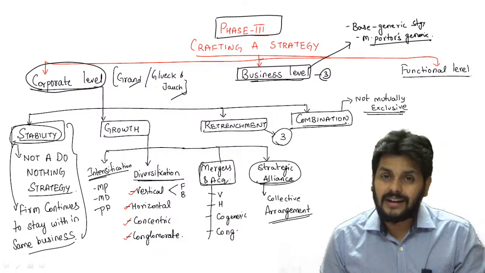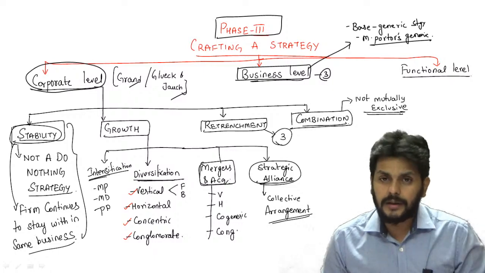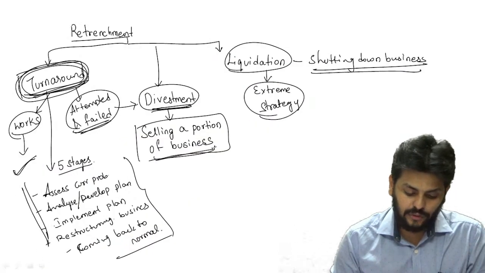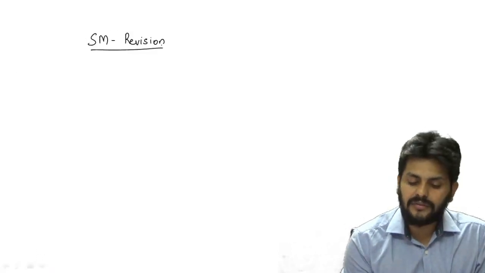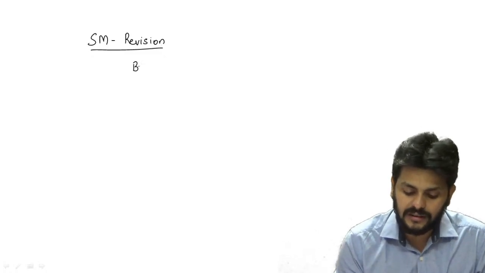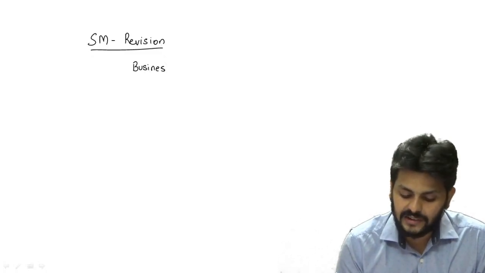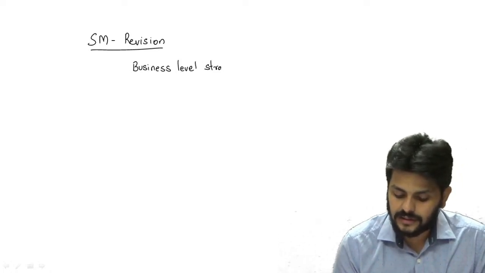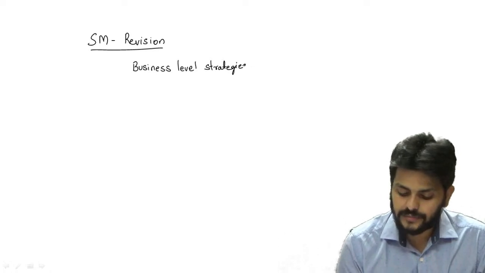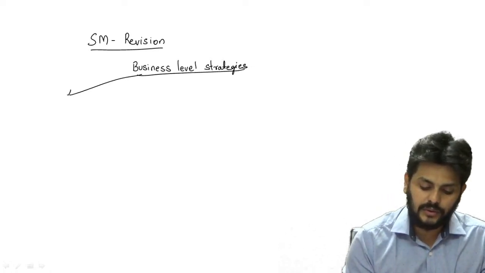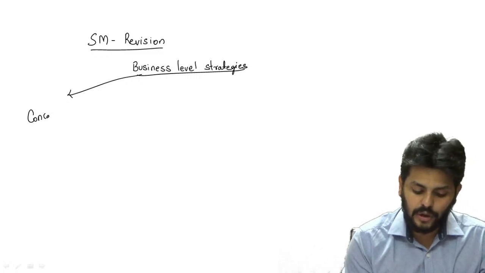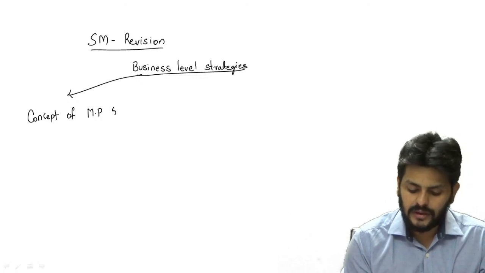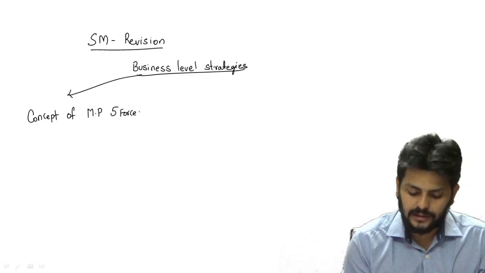Before we go to these 3 strategies, we also need to know another important topic that Michael Porter has proposed here, which is called the 5 forces model. So as part of today's revision, we got to catch up and start there only. Business level strategies. As part of this, first we are going to discuss the concept of Michael Porter's 5 forces model.